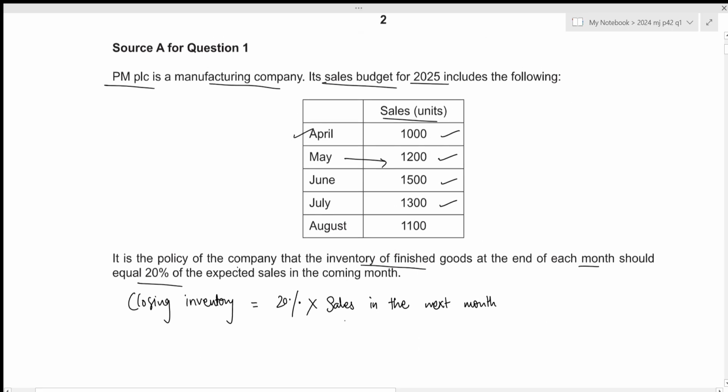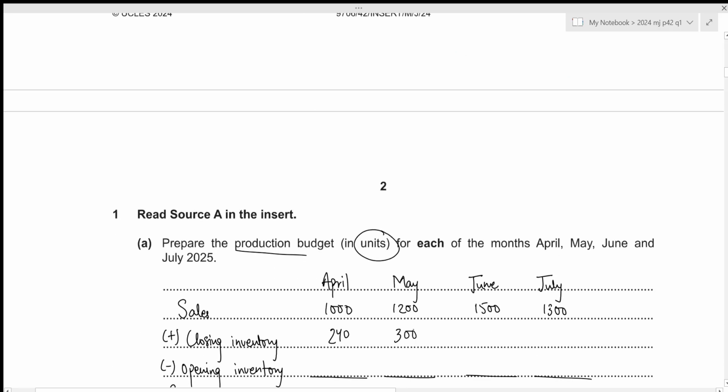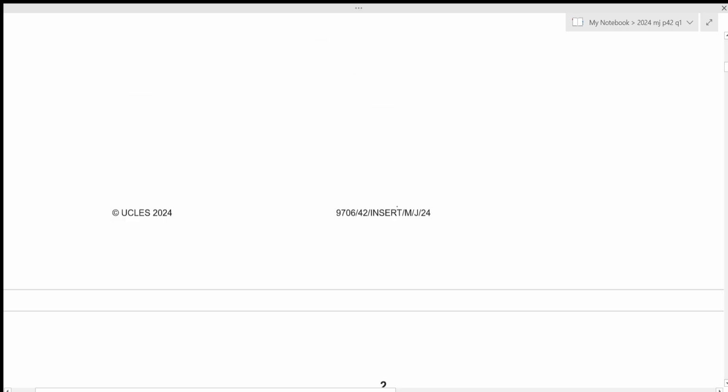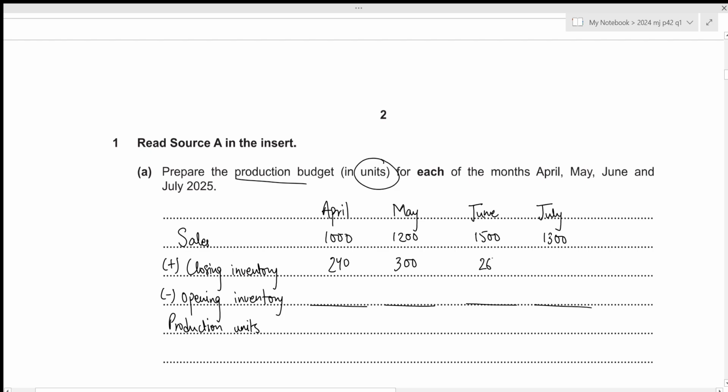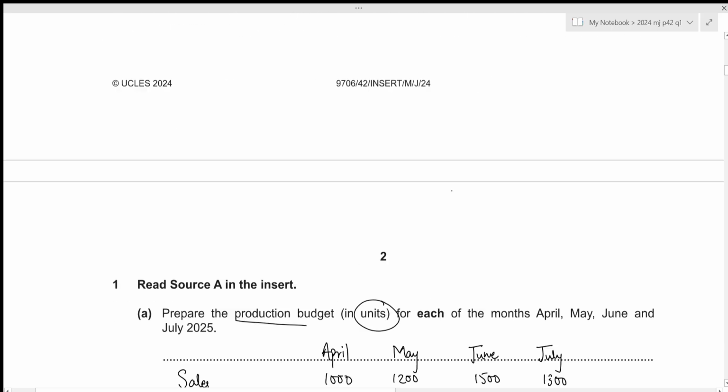Now we repeat the same process for the remaining 3 months. For the closing inventory in the month of May, that will be 20% of the sales in June, which is 20% of 1500, which results in 300. Then for the month of June, that will be 20% of the sales in the month of July, so 20% times 1300, which results in 260. And for the month of July, that will be 20% of the sales in August, so 20% times 1100, which results in 220.